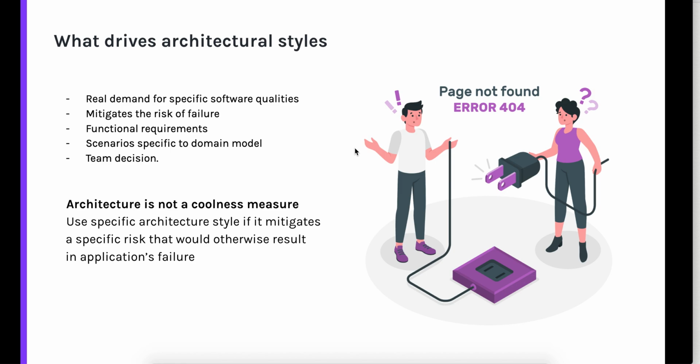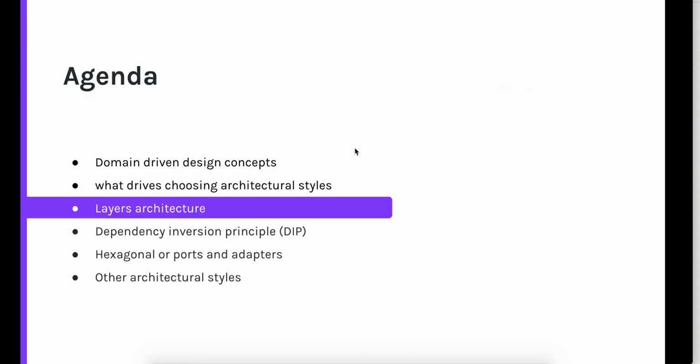Again, a lot of times you hear people saying, oh, I want to use this architectural style or that architecture seems to be pretty cool. But I just want to mention it's not a coolness factor. You just want to make sure that you use an architectural style and you're aware of the fact that it actually reduces the failures in your system rather than introducing unwanted new ones.